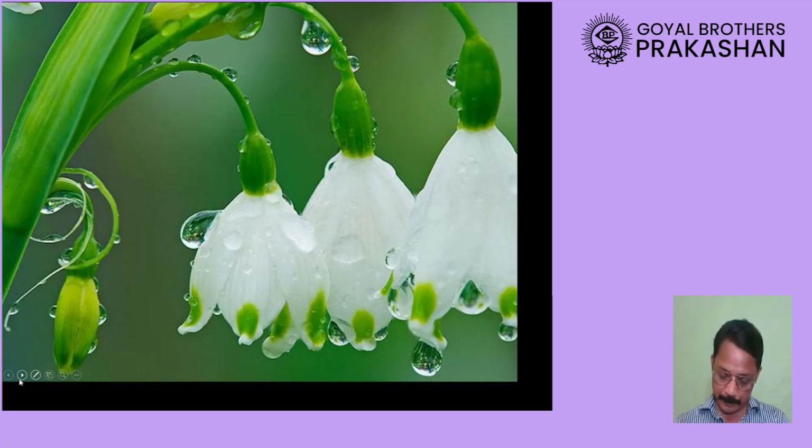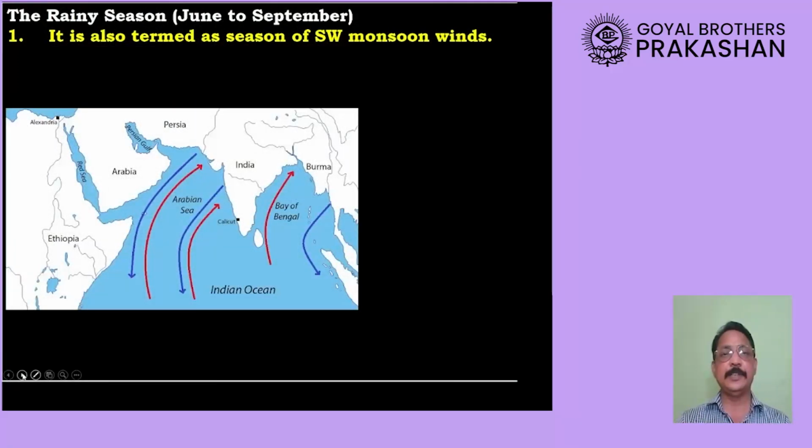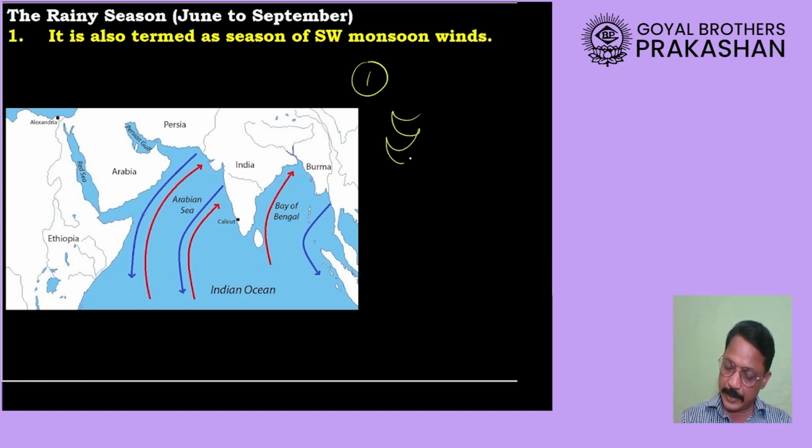Okay, it's a season of greening of the earth. It's a season of bringing joy and happiness to plant life and animal life, and it's really a life-giving season for the Indian economy. I repeat, it is a life-giving season of the Indian economy. Now let us look at the characteristics of this season. The first characteristic is that this season is also known as the southwest monsoon season.